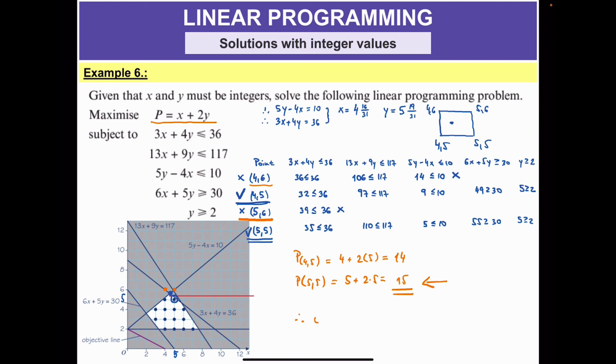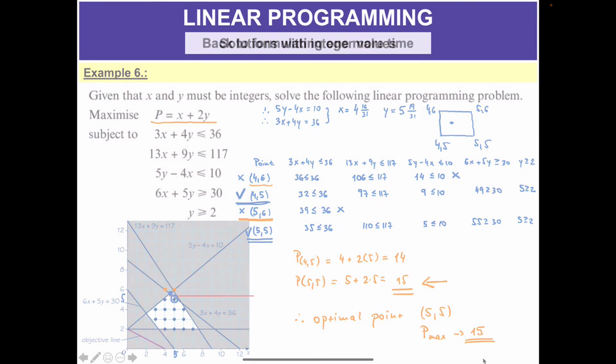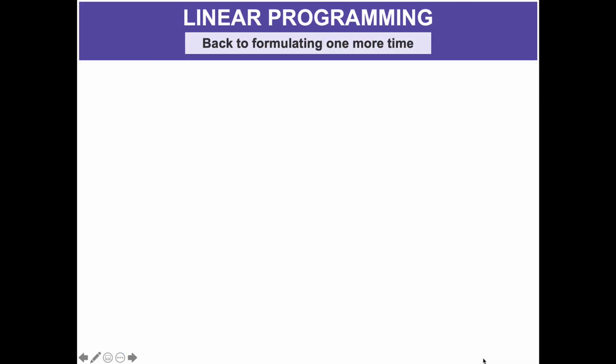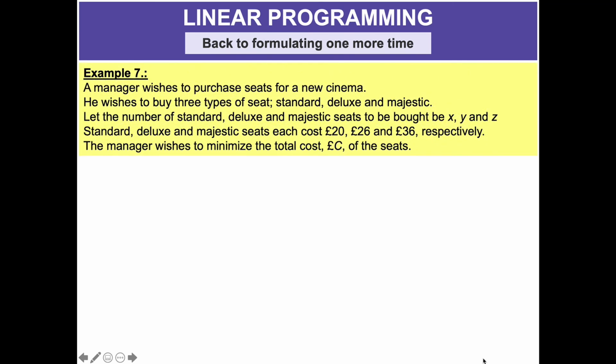That's why the optimal point would be (5, 5), which would bring me a profit of 15. Profit maximized is 15. And finally, one last problem that will go back to section 1, formulating the problem: how to rewrite the problem into a linear programming problem.